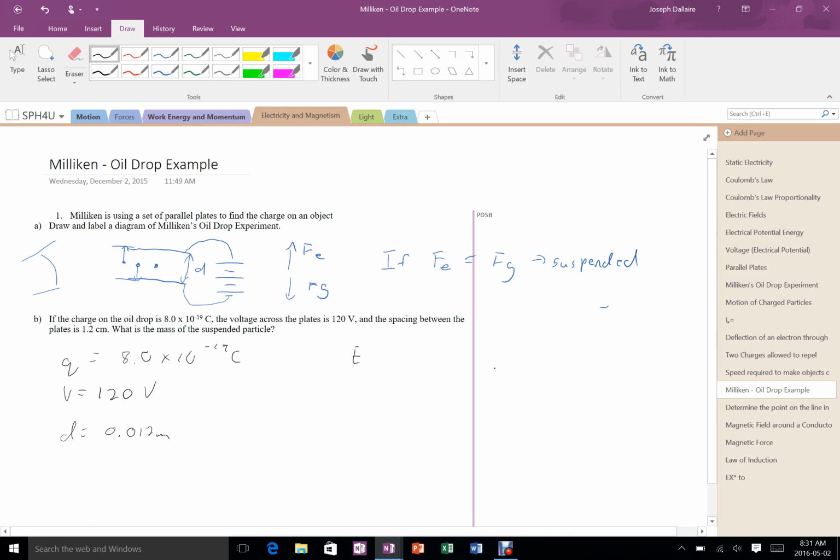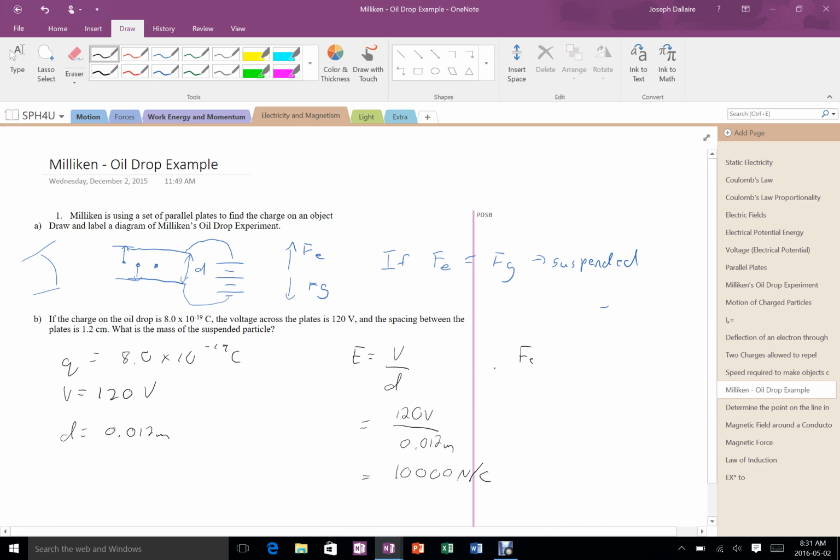So, we have a charge, Q, equal to 8.0 times 10 to the negative 19 coulombs. We have a voltage across the plates of 120 volts. And we have a separation, D, of 0.012 meters. So the electric field in between two parallel plates is equal to the voltage divided by the distance between the two plates. So 120 volts divided by 0.012 meters would mean a 10,000 newton per coulomb electric field.